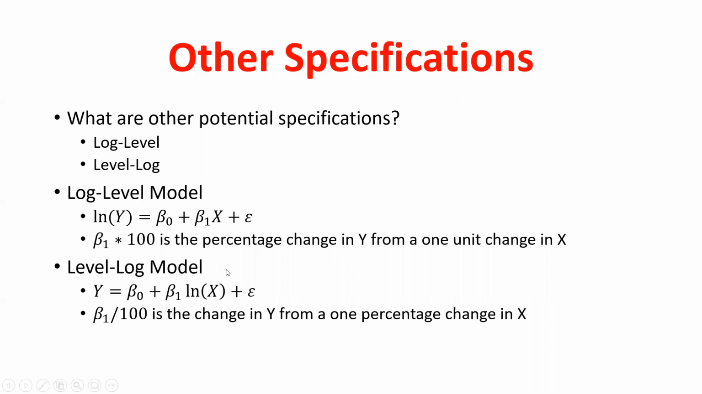Once I have those new columns in Excel, now it's just in my regression tool: select the natural log of y as my y variable and x as my x variable, and now I'll get a log-level. If I wanted a level-log, select my original y variable, but select that natural log of x as my x variable.